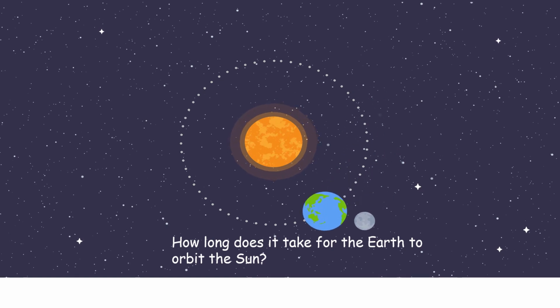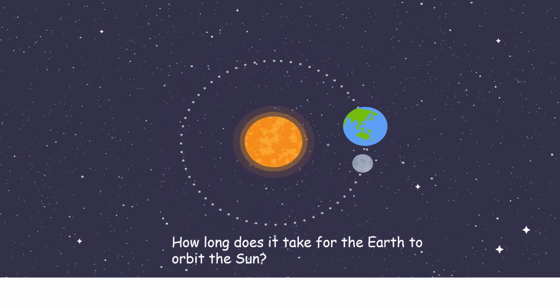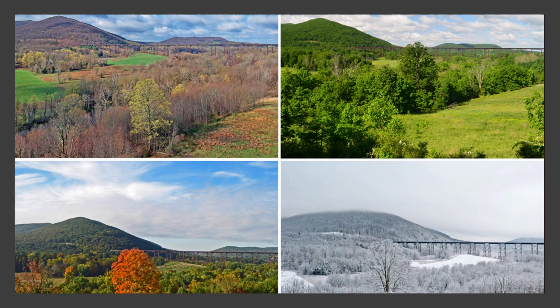Let's focus on the Earth's orbit. Here we see the Earth orbiting the Sun, but how long does it take? We also notice that the Moon is orbiting the Earth. Here we can see the different seasons that we experience on Earth: winter, summer, autumn and spring. But why does the Earth have seasons? Not all planets have seasons.